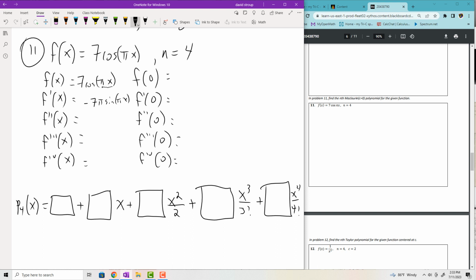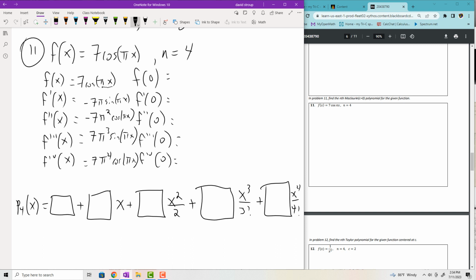Then you're just going to keep getting extra factors of pi, so the next one is going to be negative 7 pi squared. The derivative of sine is cosine. And then when you take derivatives of cosine, you're going to get an extra negative in there, so that's going to change over to the positive. And then finally, 7 pi to the 4th cosine of pi x.